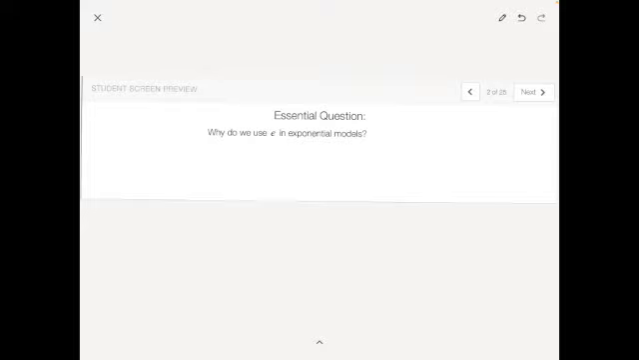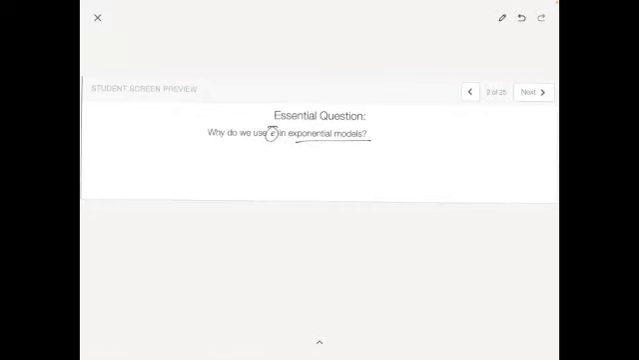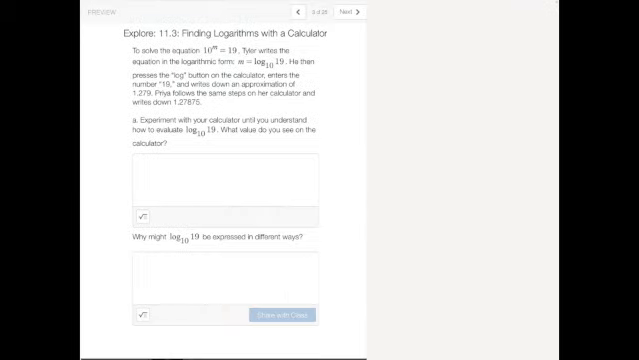Then you're going to move on to screen 2, where you see the essential question: why do we use E in exponential models? So you may not know what E is yet, but that's okay. We're going to talk about it today. You do know what exponential models are and what they look like. So keep that in mind and think about how the number E affects it.